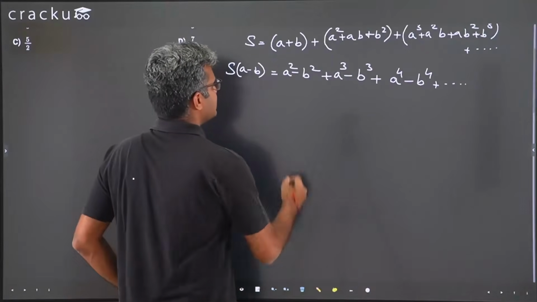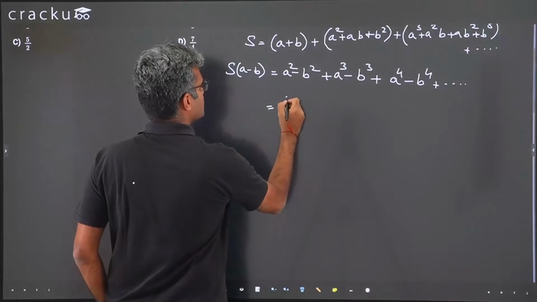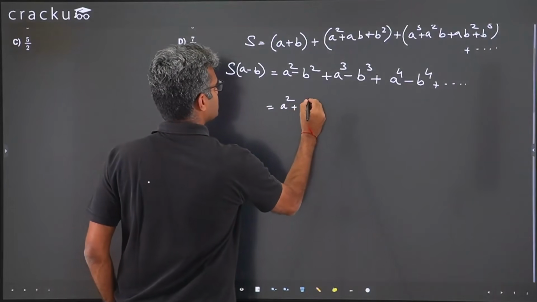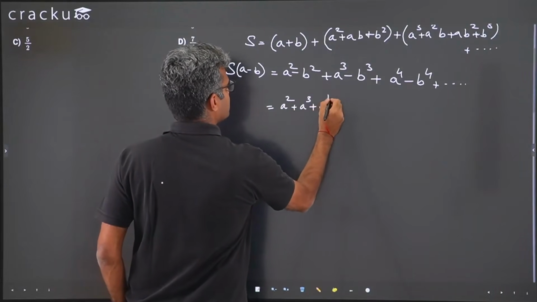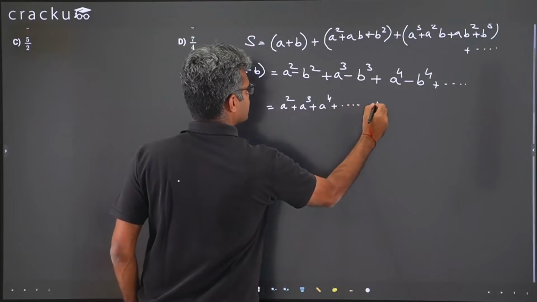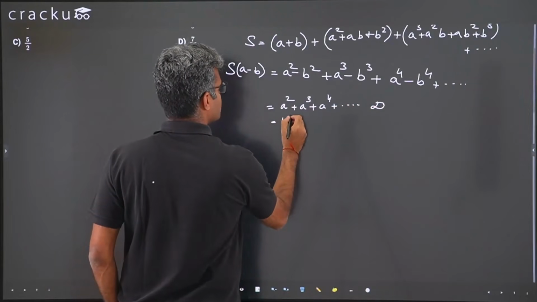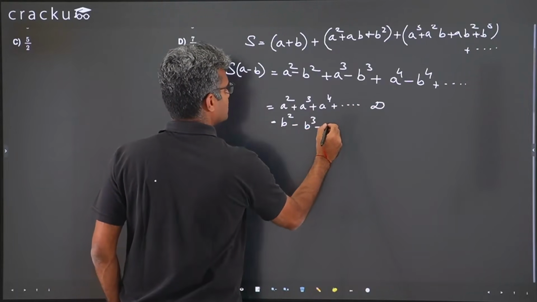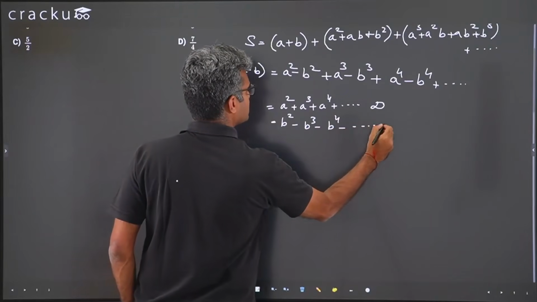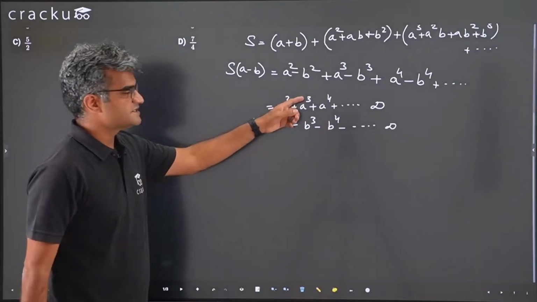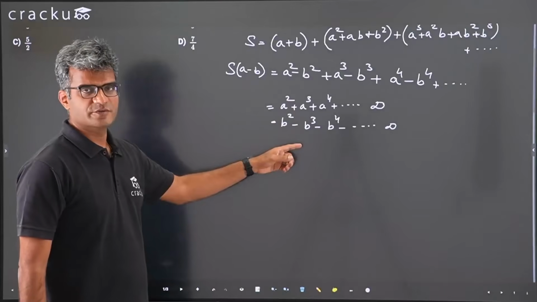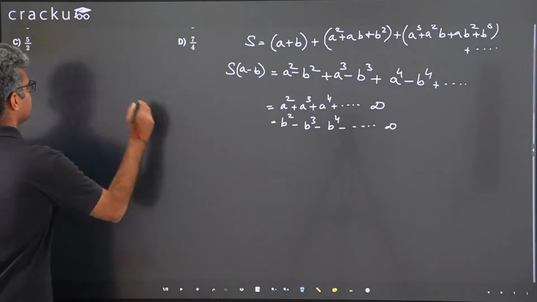Now the right hand side is much simpler. This is equal to a^2 + a^3 + a^4 + and so on till infinity, minus b^2 minus b^3 minus b^4 minus and so on till infinity. This is an infinite geometric progression.